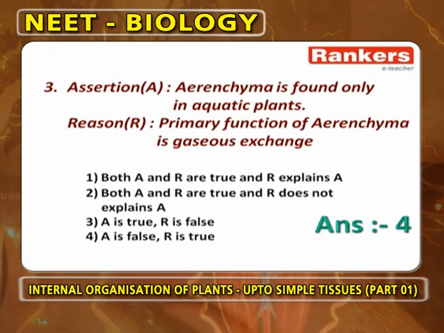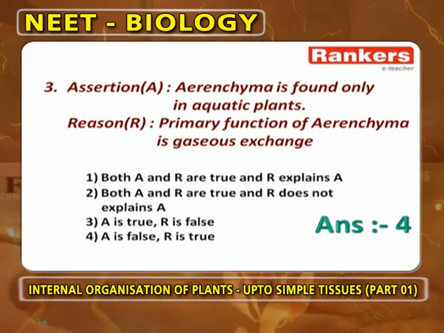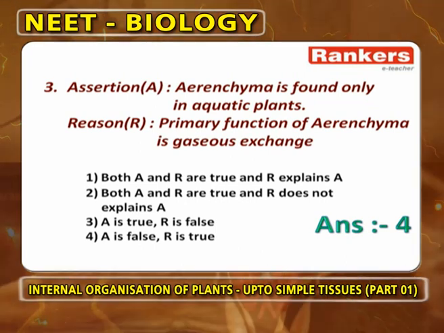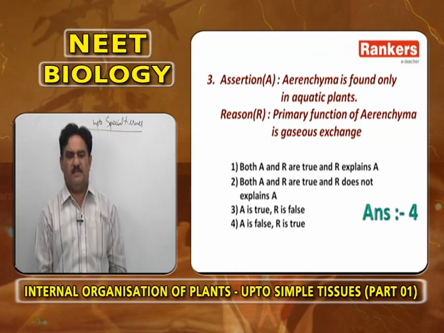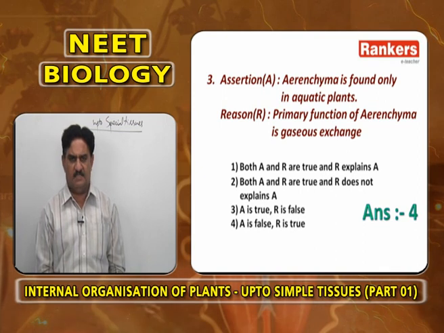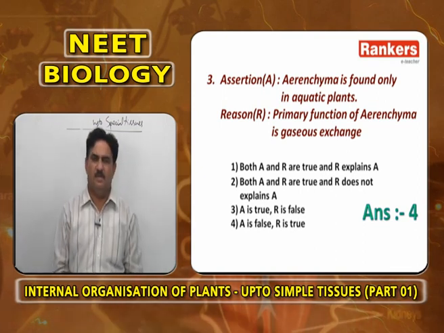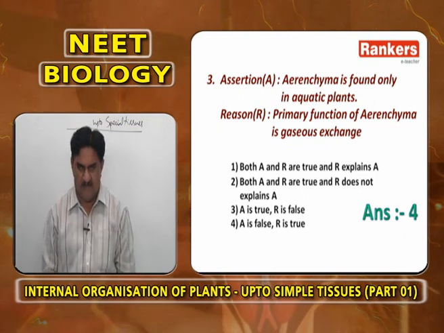This is an assertion. Assertion A: Aerenchyma is found only in aquatic plants. Reason: Primary function of aerenchyma is gaseous exchange. The reason is correct, because the primary function of aerenchyma is gaseous exchange, and it also helps in providing buoyancy. But aerenchyma is found only in aquatic plants is wrong. Why? Because just now I told you the terrestrial plant with aerenchyma in its petioles is Musa.